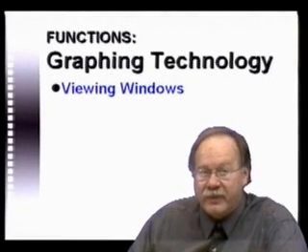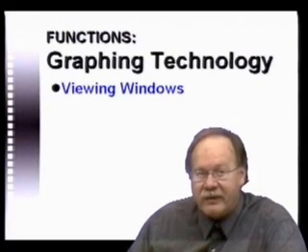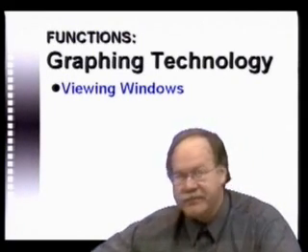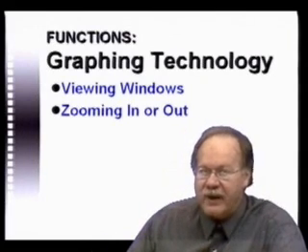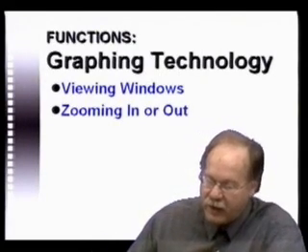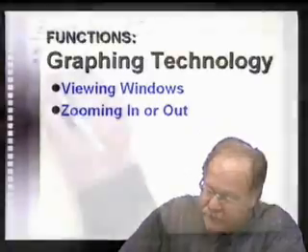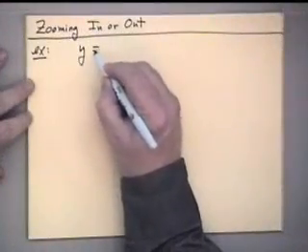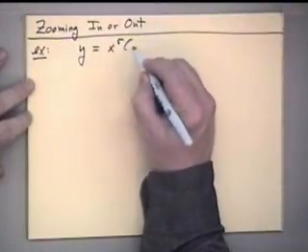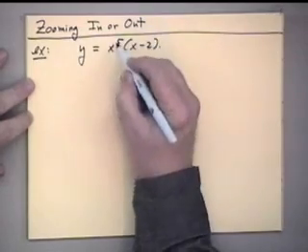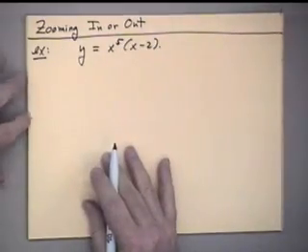You're probably familiar with the very useful feature of graphing calculators and software that you can zoom in and out. Well, when you zoom in and out, you have to be careful, and here are a couple of notes on that. Let's take an example here. Suppose we have the function y equals x to the fifth times x minus 2, and you'll want to look at this on your own graphing device.